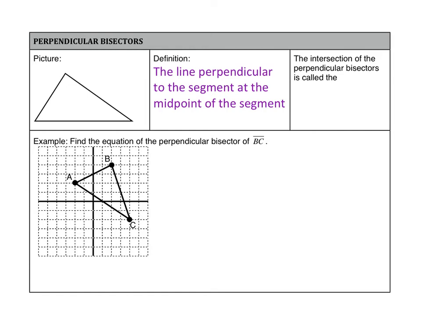For the perpendicular bisector, we will be working with the line segment. We need the midpoint of this segment, and the perpendicular bisector is perpendicular to this line, which means we form a 90-degree angle with that line. The intersection of all of the perpendicular bisectors is called the circumcenter.